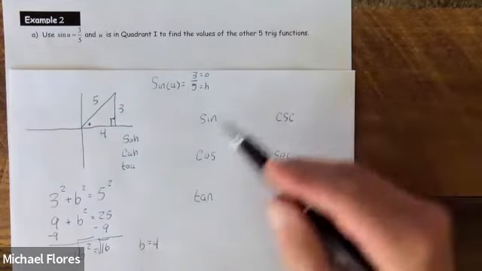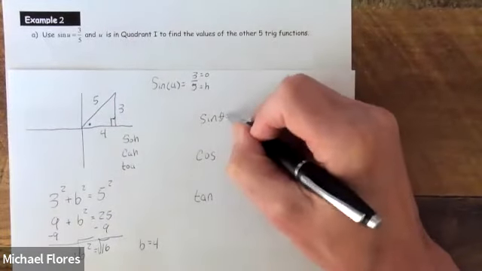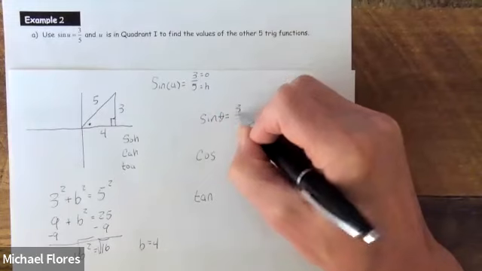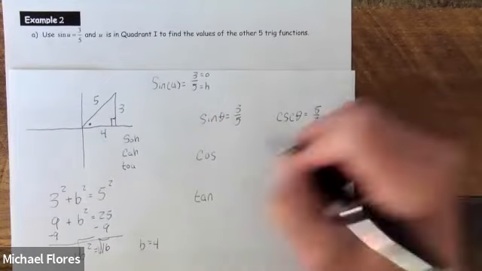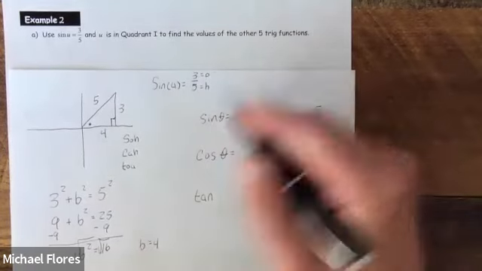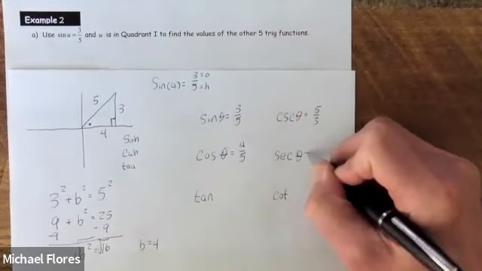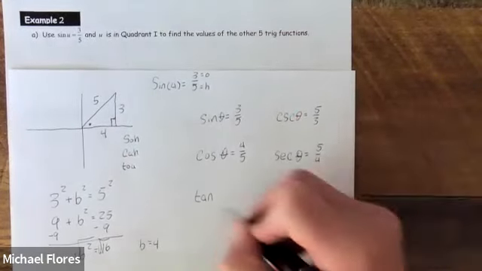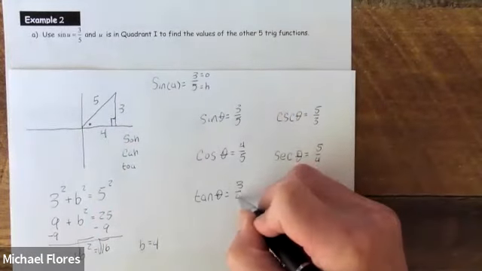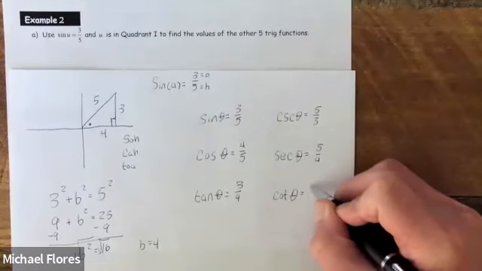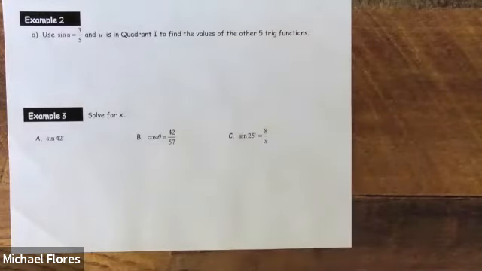And now we can fill in all of these blanks here. Sine of theta. They already gave us that. Cosecant. Cosine of theta, adjacent over hypotenuse. Tangent of theta, opposite over adjacent. Done. That's it for your notes.